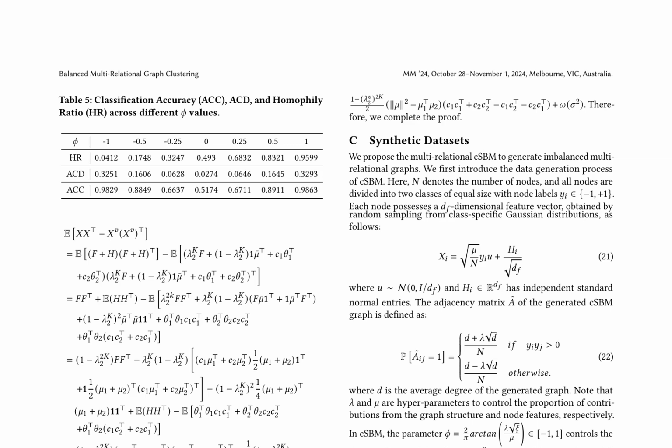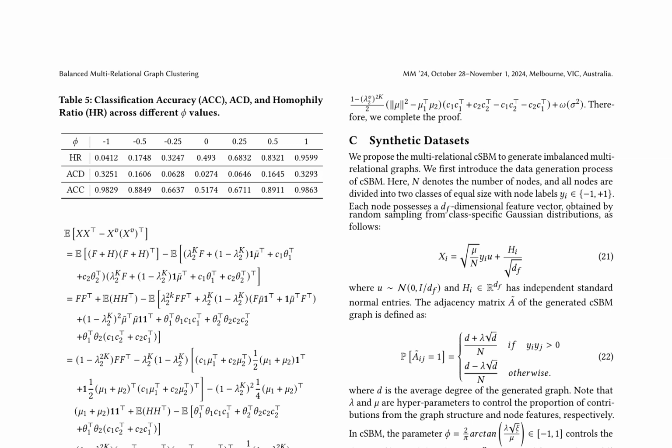The paper introduces a novel approach to multi-relational graph clustering, focusing on the balanced clustering of nodes in a graph based on both their attributes and relationships. It introduces the concept of average community distance, ACD, a new metric that measures the homophily ratio in a graph, which is crucial for evaluating the effectiveness of clustering algorithms in multi-relational graphs.